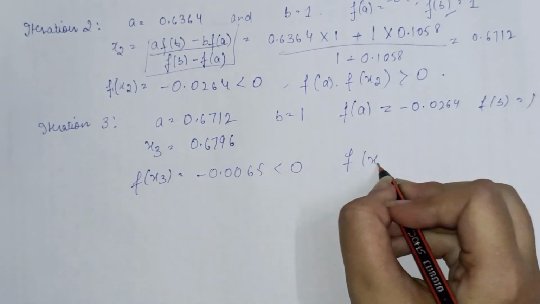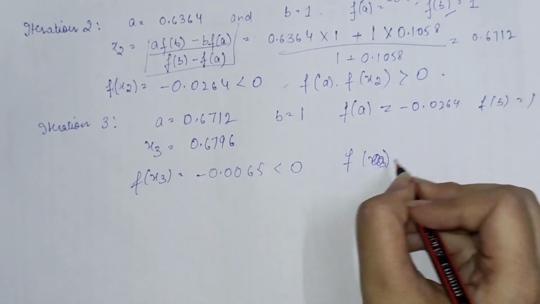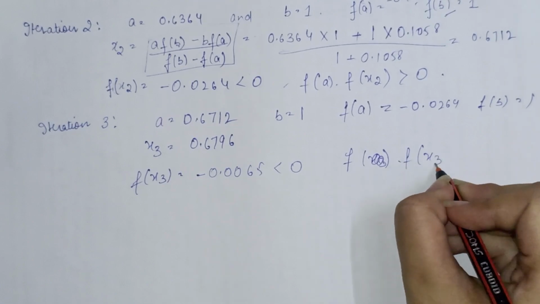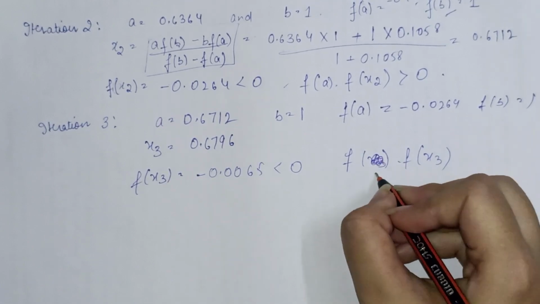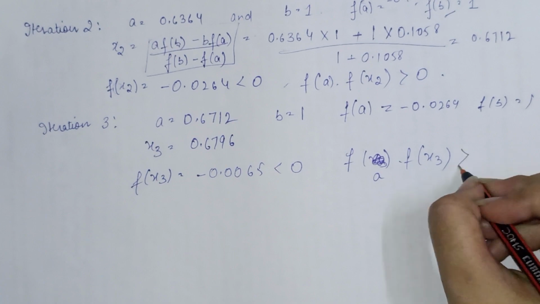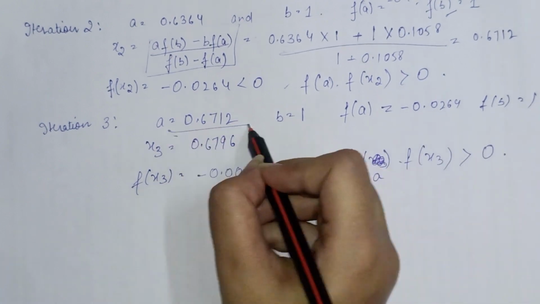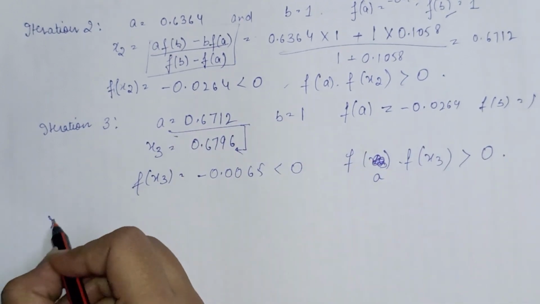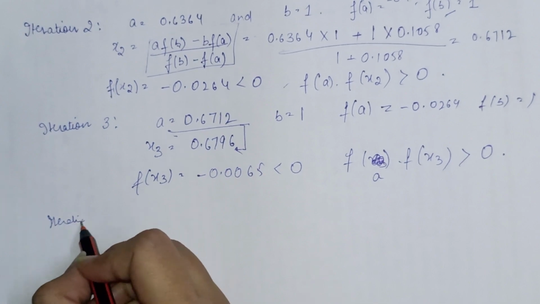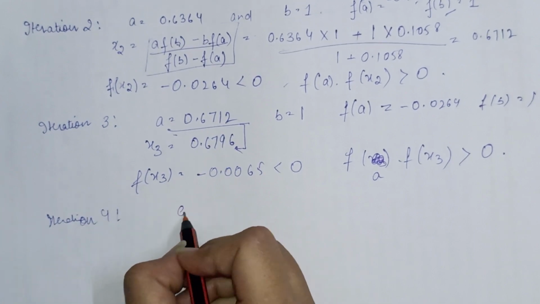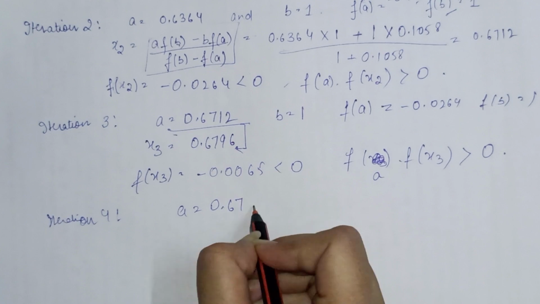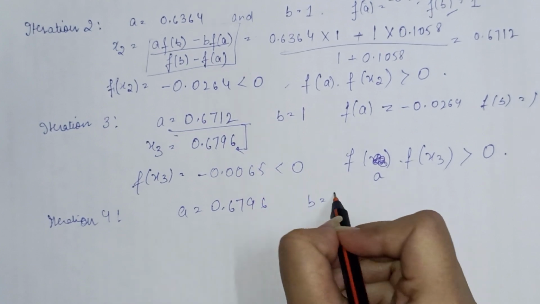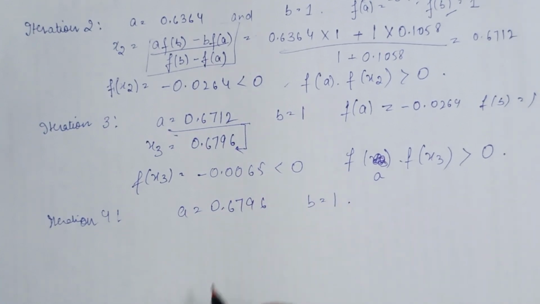Again f of a into f of x3 is greater than 0, so a would be replaced by this. So root lies between 0.6796 and b is 1. So root lies between this.